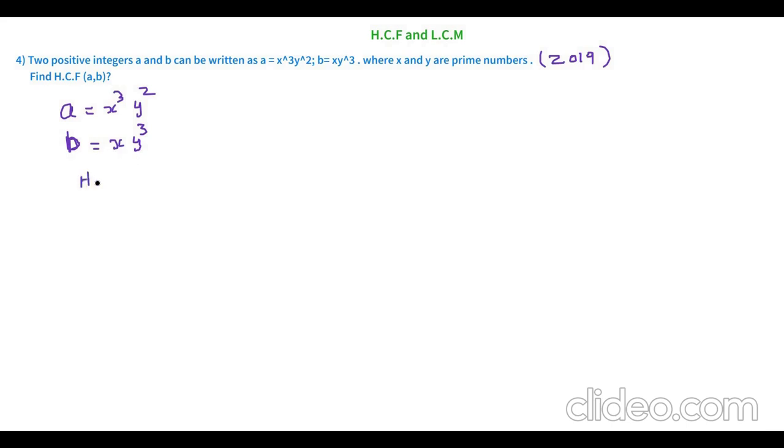So how to find the HCF? The HCF is always the common number. So what is common in x? x is common. And what about y? In y, which is common? y square is the smallest power, so that is the HCF. And if you want to learn how to find the LCM, I have already taught you the greatest power is the LCM. So for x the greatest power is x cube, and for y the greatest power is y cube. So this is our HCF and this is our LCM. Isn't it easy? To find HCF, we take the smallest power of the common number, and for LCM we take the biggest power.